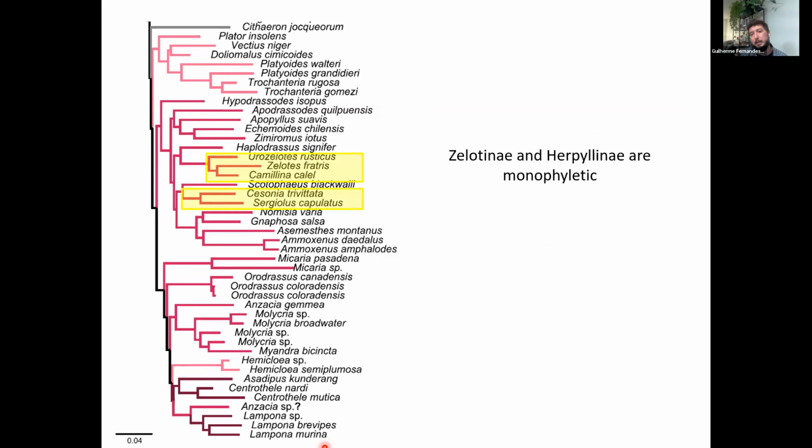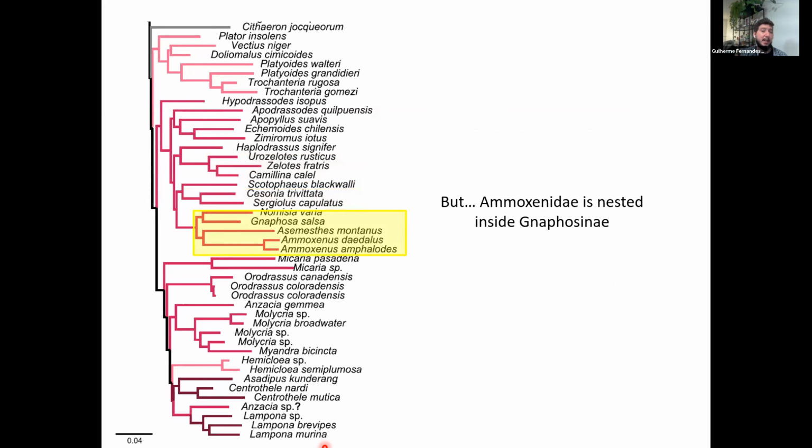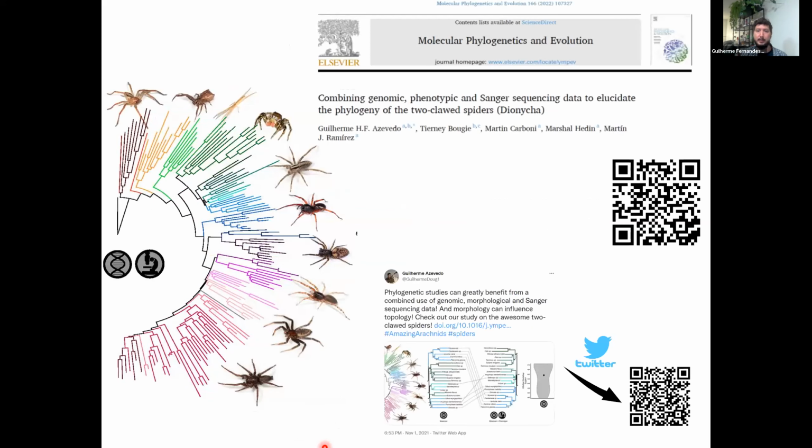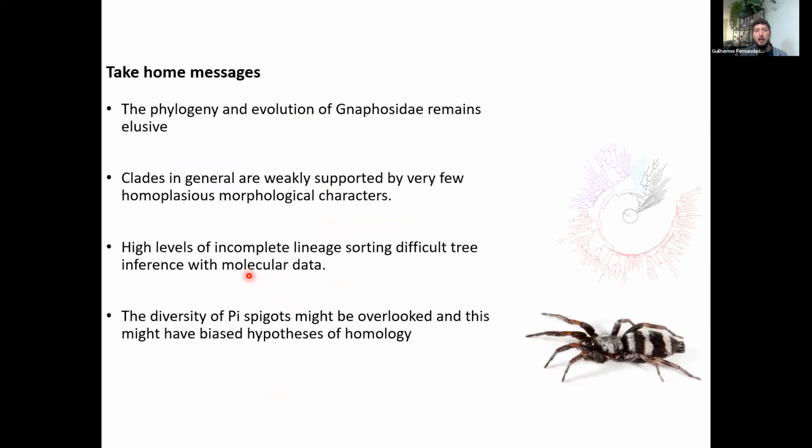But there are a few interesting things. The sample is small, but we can see that Zelotini and Echemini are monophyletic, and Gnaphosini are too, but they include Amusia. This is kind of weird, but they are also supported by a few morphological characters related not only to the genitalia, but also other characters. And those results are published here. If you're interested, you can see the paper here, or there's a thread on Twitter explaining some of the findings. So, in conclusion, the phylogenetic evolution of the Gnaphosids remains kind of elusive.